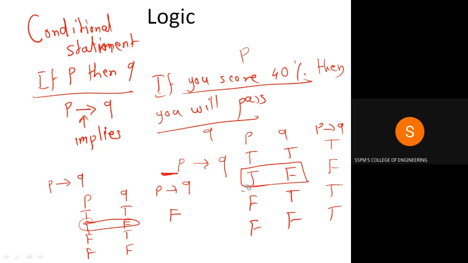If you have T and then F, if the statement is like this, first T and then F, the result is F. In all the other cases, the result is true. This is the conditional statement. It is represented as P implies Q.